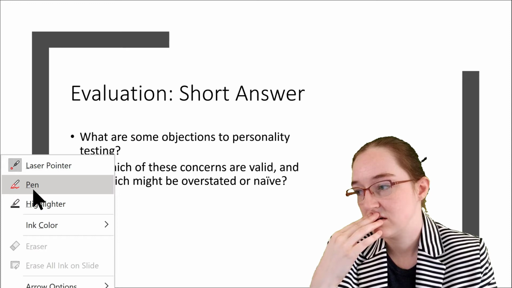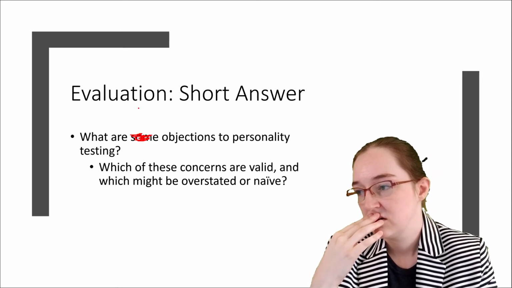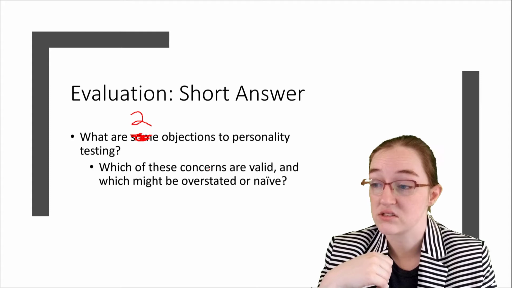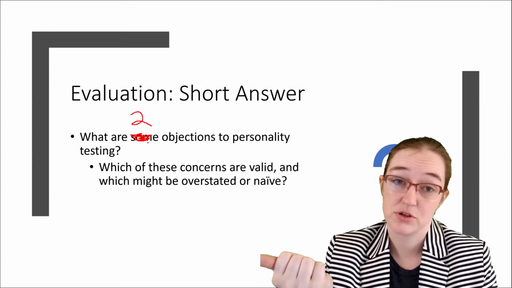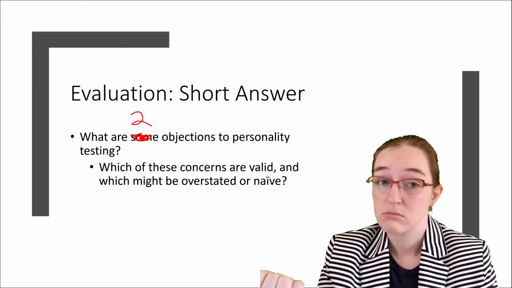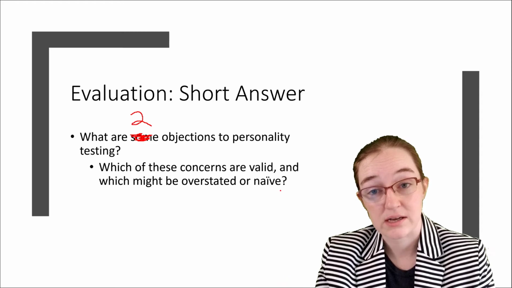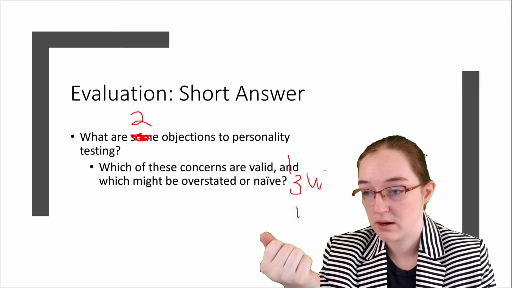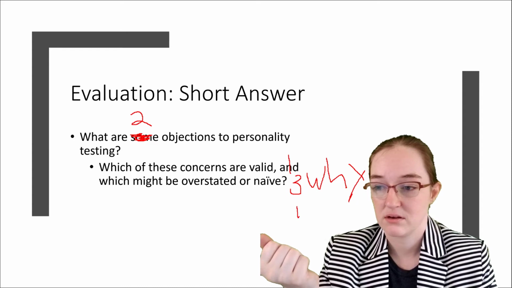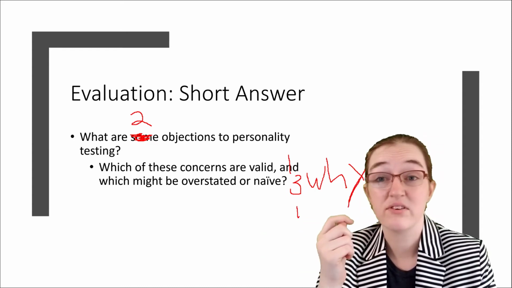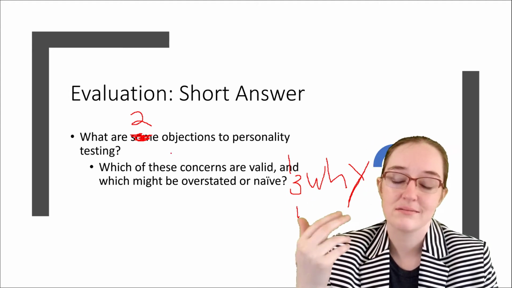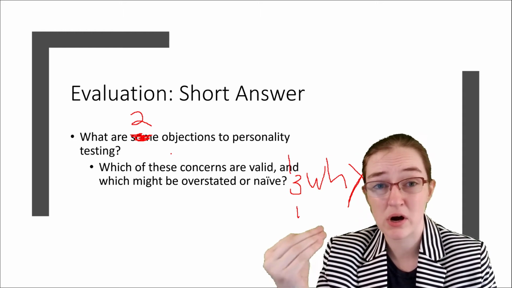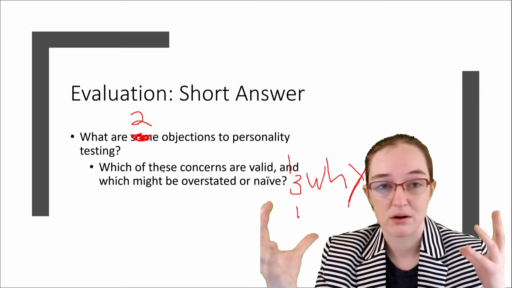What are 2 objections to personality testing? Which of these concerns are valid? So of the 2 objections you raised, which are valid and which are understated or naive, and support your point, and why? You can see why I type everything. My handwriting's awful. But I try to make them as specific as possible. I try to make it very clear what I want, but also grab the broad impact.